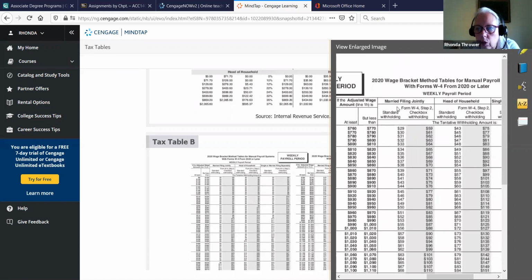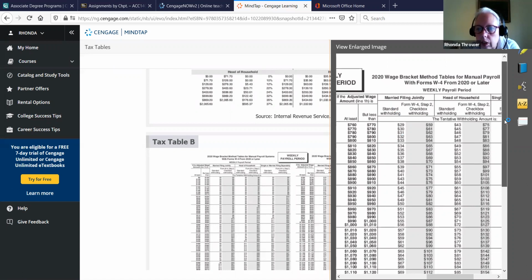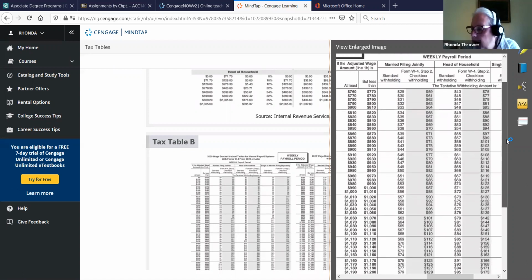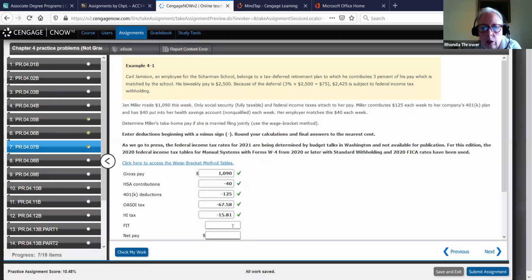First of all, you need to know it's married filing jointly. We're using the standard withholding. Find the amount of pay that falls in between. Her pay that was taxable was $965. So from 960 to 970 is where that would fall. It is $51. So I'm going to go back to Cengage and I'm going to put $51 in here. And that's the FIT.